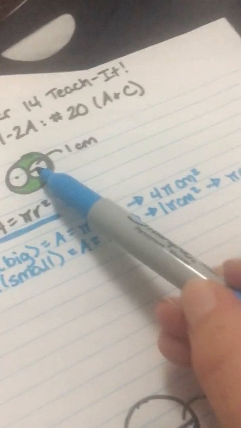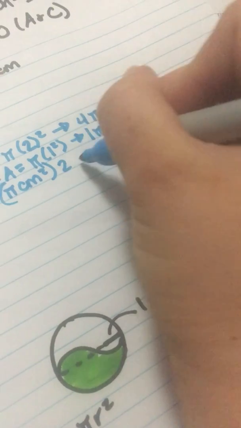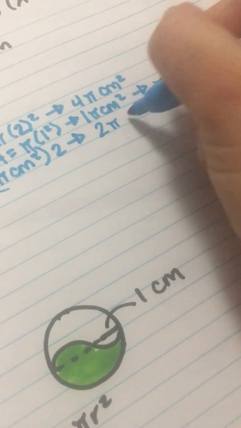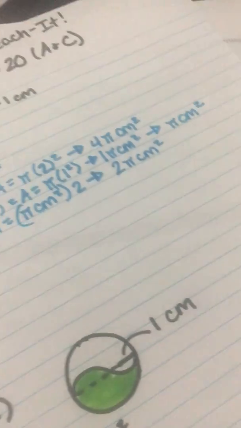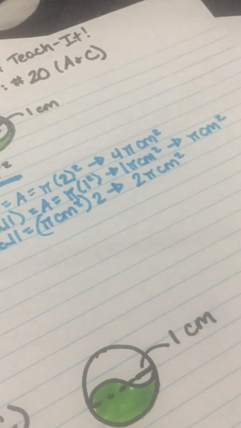Now that's for one of the small circles, but because we have 2 small circles, we actually have to take that answer times 2. So 2 small is going to be pi centimeters squared. We're going to take that times 2, so we just need to put that 2 in front. So 2 pi centimeters squared. So this is our area for both of these small circles combined.